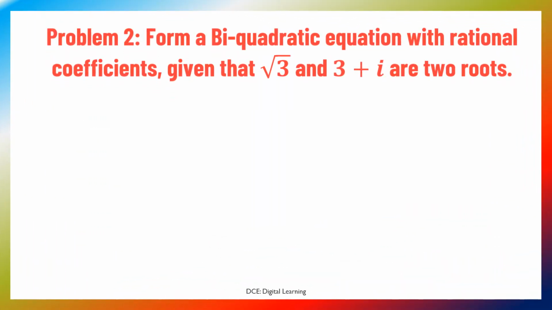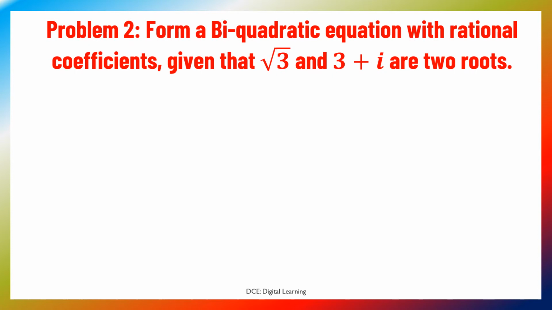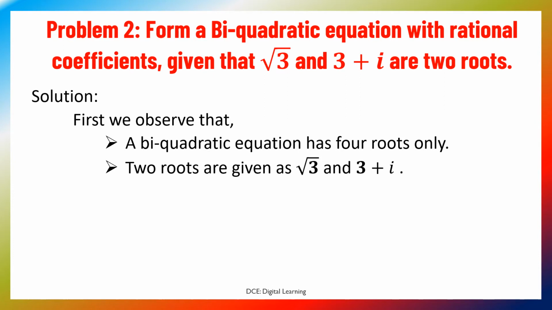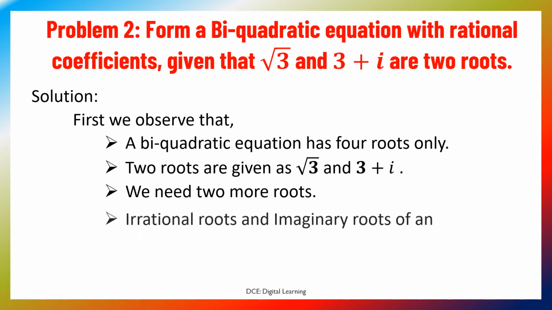Problem 2. Form a biquadratic equation with rational coefficients given that root 3 and 3 plus i are two roots. Solution. First we observe that a biquadratic equation has four roots. Two roots are given as root 3 and 3 plus i. We need two more roots.